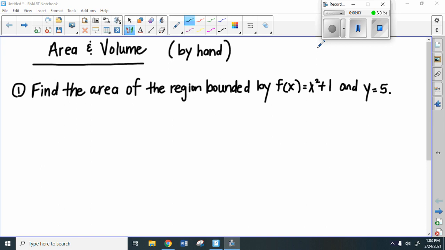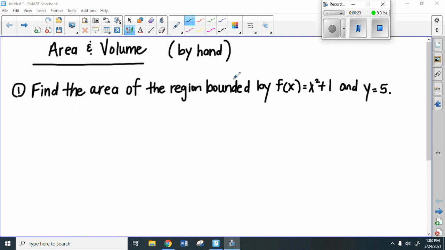Good afternoon, gentlemen. In this video, we're going to review area and volume using integration, but now we're going to be integrating by hand. If you'll remember when we did this earlier, after you set up the integral, you got to type it in the calculator. And again, now we are going to do this by hand.